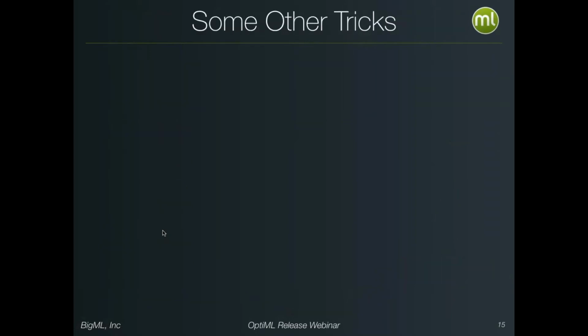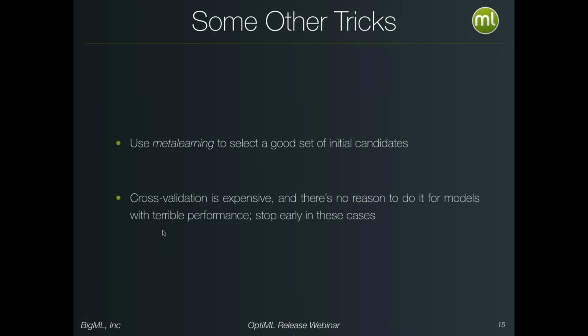There's a few other tricks underlying this technology. First of all, we use meta learning to select a good set of initial candidates. We don't just grope completely in the dark. We use things that have worked well on other data sets. And then also, because cross-validation is expensive, right? You have to learn 5 or 10 models and do 5 or 10 evaluations. There's no reason to do it for the models that perform badly initially. So we have some sort of early stopping so we don't waste time cross-validating models that you will never bother with.